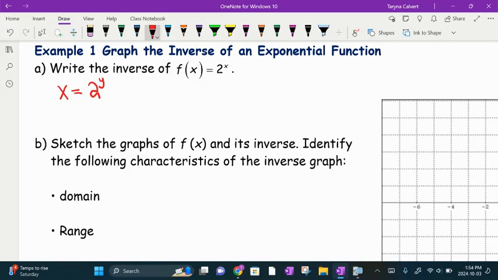So if we want something to come out from the exponent and come down, what can we apply? We can apply logs. So we're going to change from exponential form to log form. If we do that, it's going to be log. What's my base? 2. What's going to go right beside my 2 in my argument spot? X. And that's going to equal y.